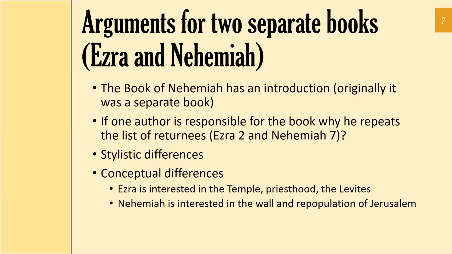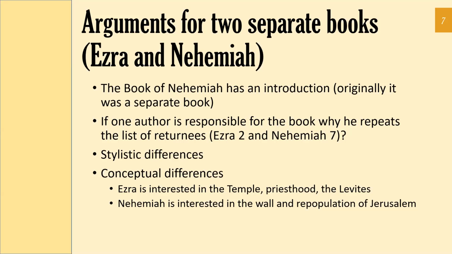Another argument: if one author is responsible for the book, why does he repeat the list of returners in Ezra 2 and Nehemiah 7? We have information that is duplicated in both books. If it was the product of one author, why did he use the same material twice?